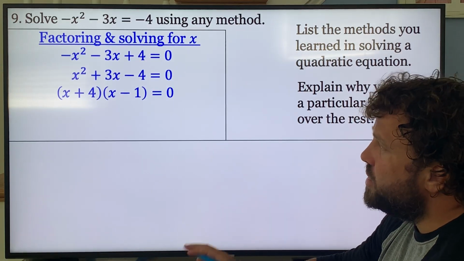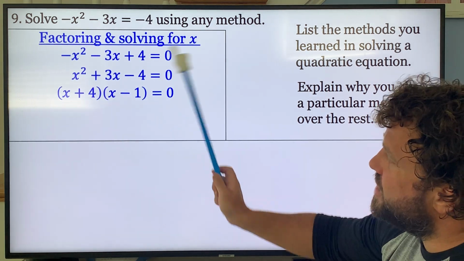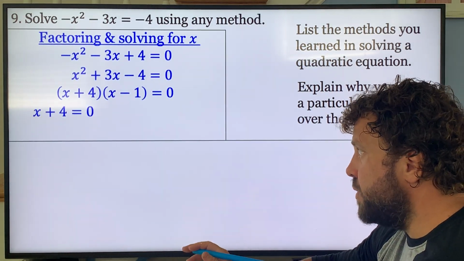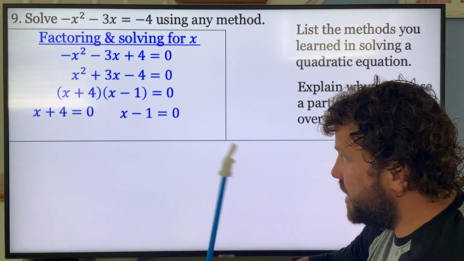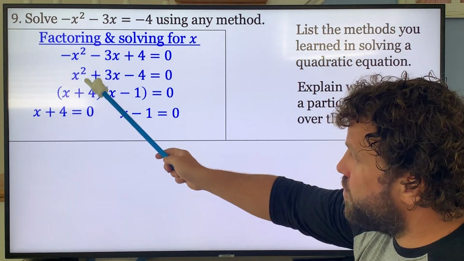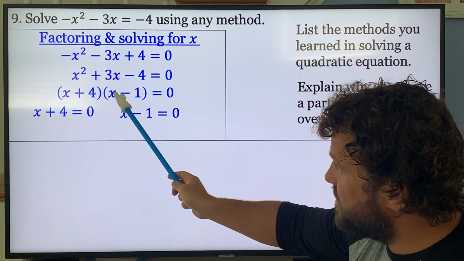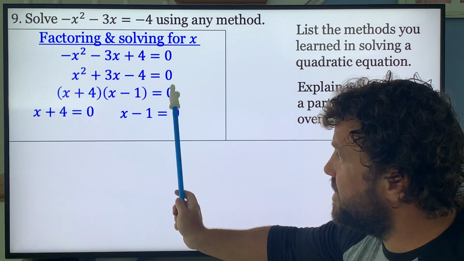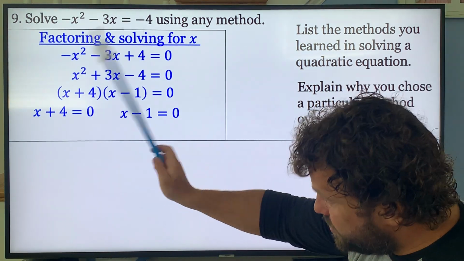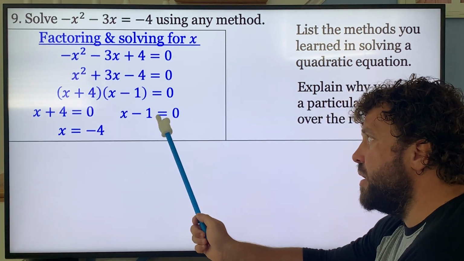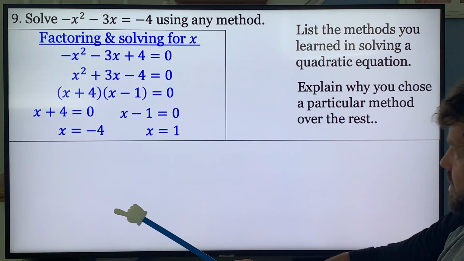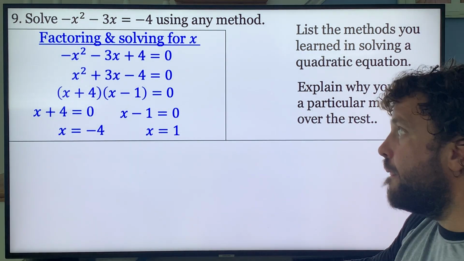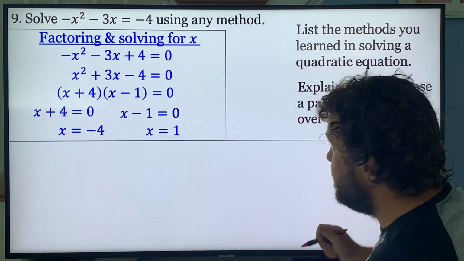Now when you solve for x, you're going to set both of these factors equal to 0: x plus 4 equals 0, and x minus 1 equals 0. They both equal 0, because when one of these two things is 0, 0 times anything is 0. Subtract 4 from both sides, x equals -4. Add 1 to both sides, and x equals 1. So my answers are -4 and 1. All right? Good?